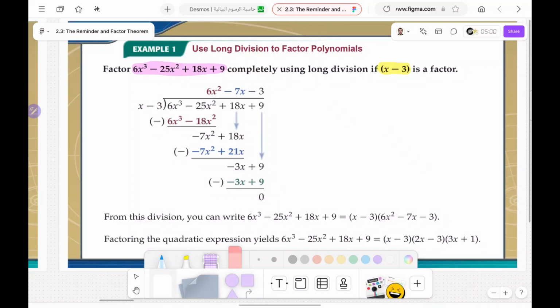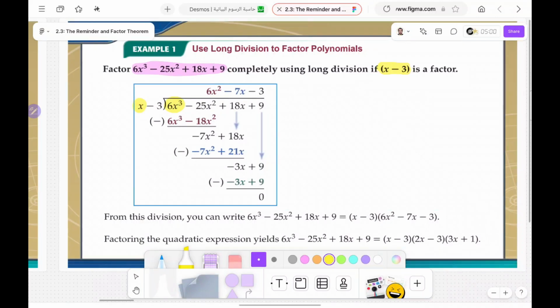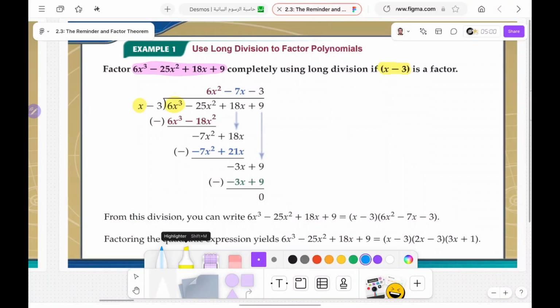Now the first step I have to do, always look to the first term, okay? Always look to the first term of the polynomial, and you look to the first term of the divisor. What you have to do now is divide the dividend over the divisor. Every time you have x to the power of 4 over x to the power of 3, we just subtract the powers, x to the 4 minus 3, so the answer is x. Always we just subtract the power and we get the answer.